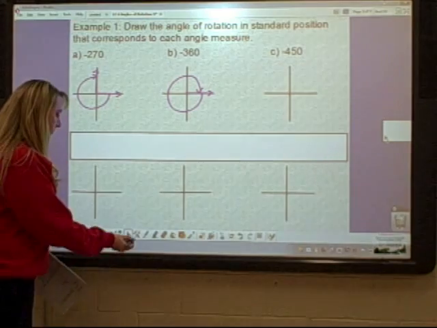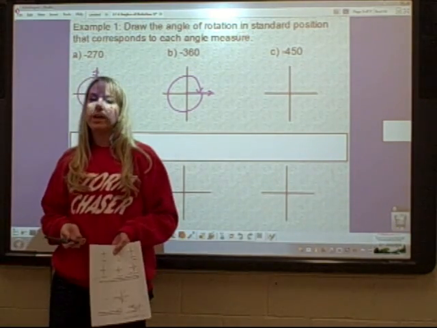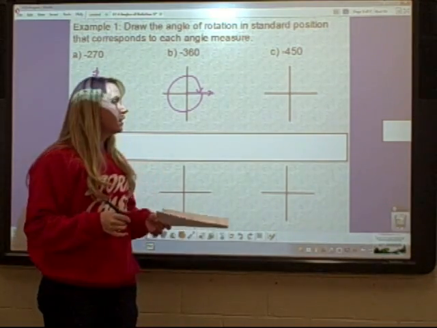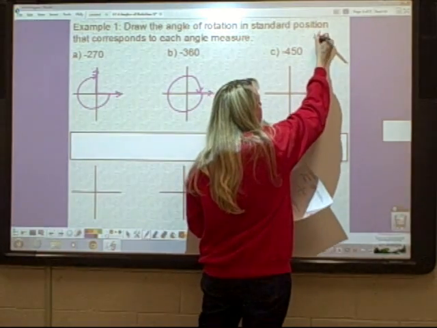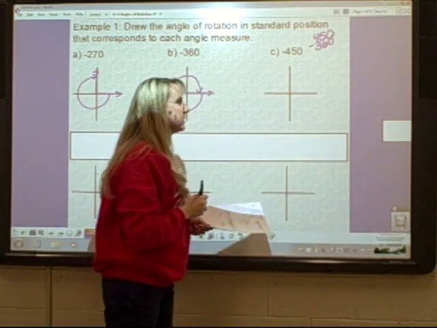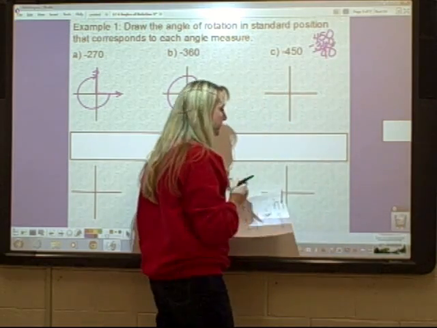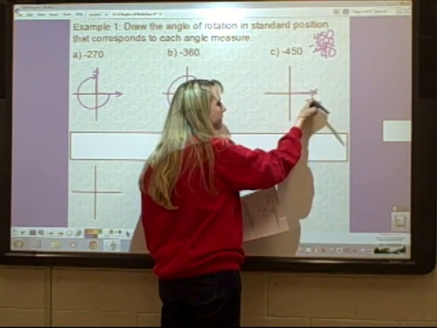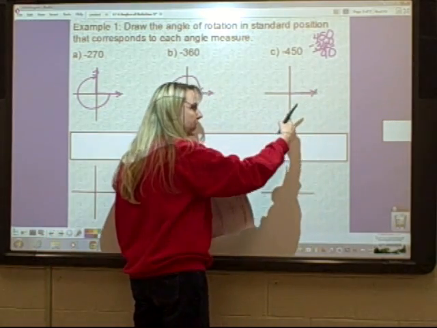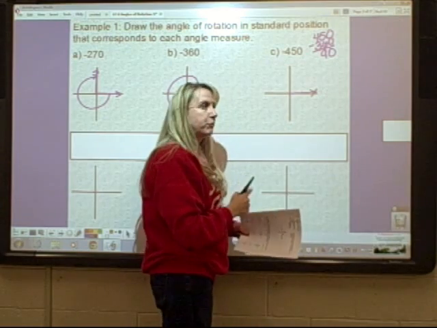So let's try this one. Negative 450. Well, think about anything over 360 degrees and determine how much more. So if I take 450 and subtract off a whole rotation of 360 degrees, I'm going to have 90 left over. So I'm going to start with my initial side. Because it's a negative, we know that we're going backwards, so I'm going to go around 360, but I need 90 more to get up to that 450.